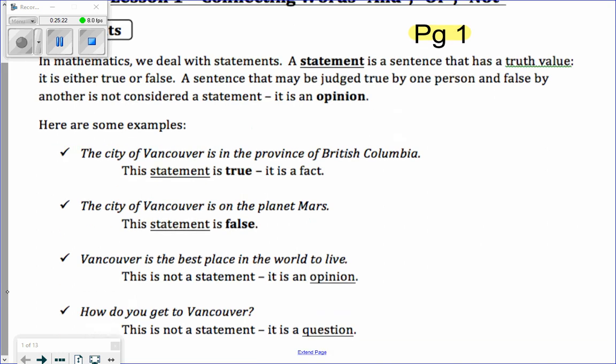How do you get to Vancouver? That is also not a statement. It is a question. Even if there's only one answer, it's still a question. So if you write something down, if there's a truth or a falseness to it, and it's one or the other, again, no gray, then what you've just written down is a statement. I have 12 pairs of shoes in my closet. That is a statement. My brown shoes are my favorite. That is not a statement because that's up for interpretation.